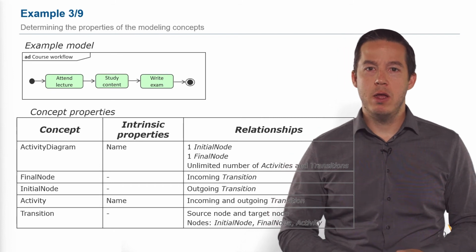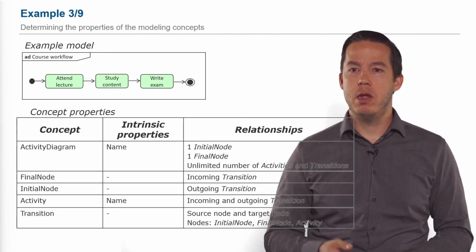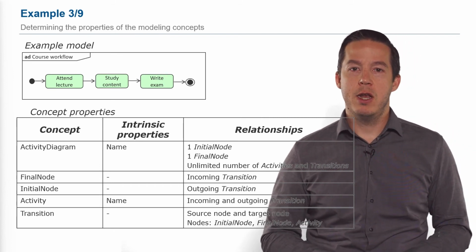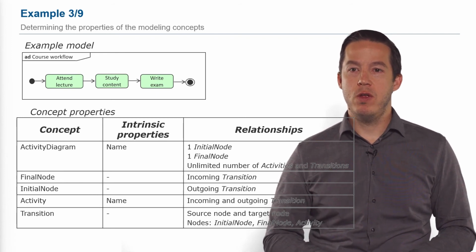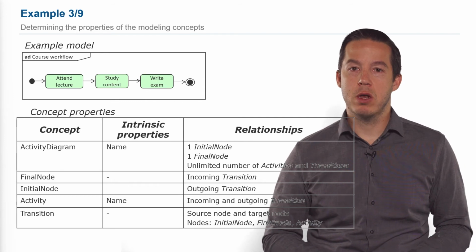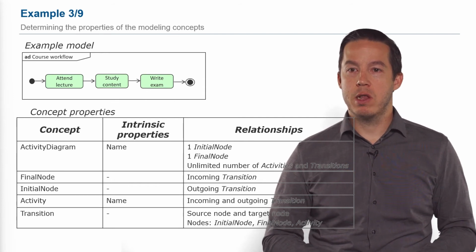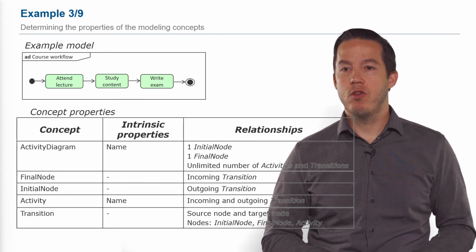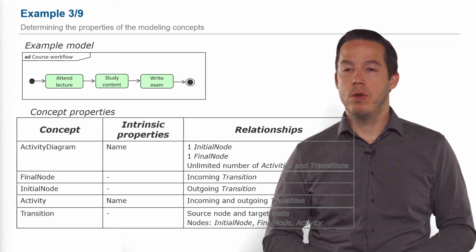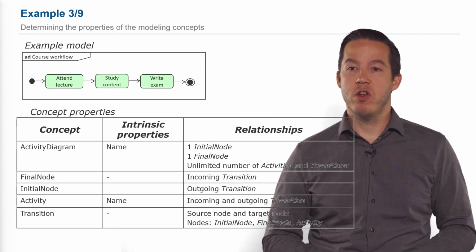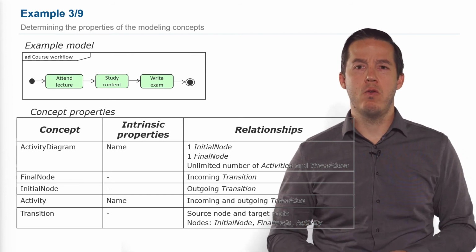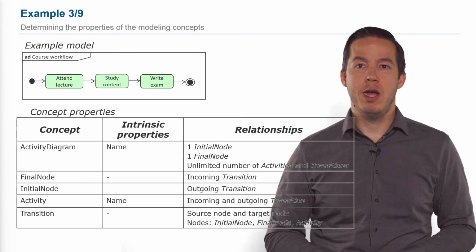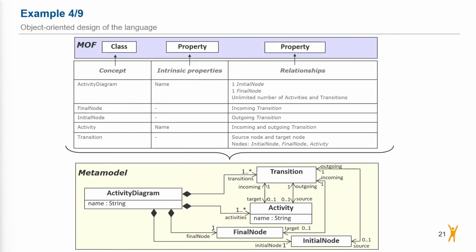We have some final node that has, it seems, an incoming transition, and an initial node that seems to have only an outgoing transition. We have an activity that has incoming and outgoing transitions, and the transition itself seems to be valid between source and target node, which are initial node, final node, or activity. So these are some basic rules that we can derive from looking at this one single model.